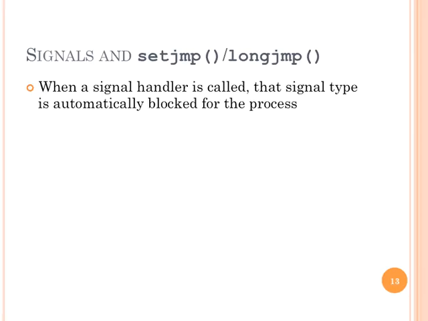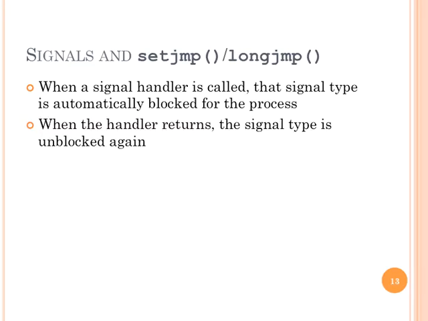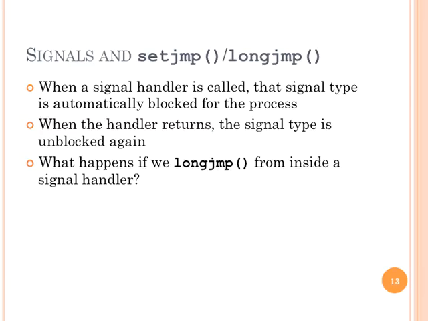So remember that since the blocked bit mask is updated in the way that it is, when we call the signal handler, the signal is blocked. That affects how we can use setjmp and longjmp inside of our signal handlers. So I've got a signal handler, I call it, and I decide I want to longjmp somewhere else. Well, what's the problem with that?